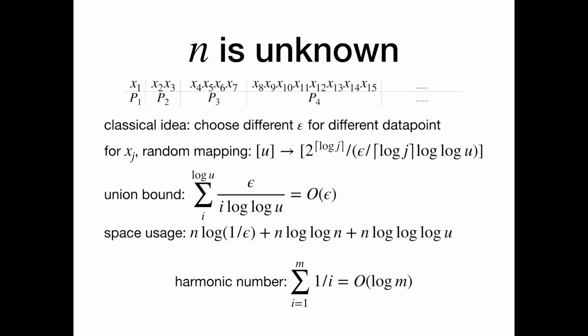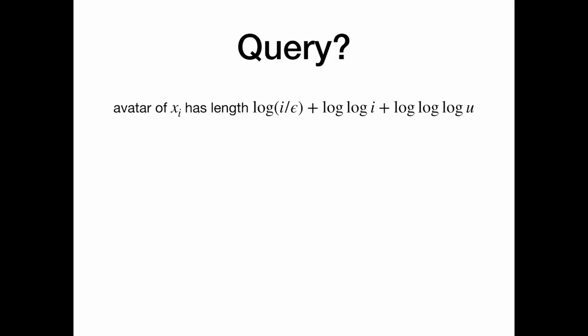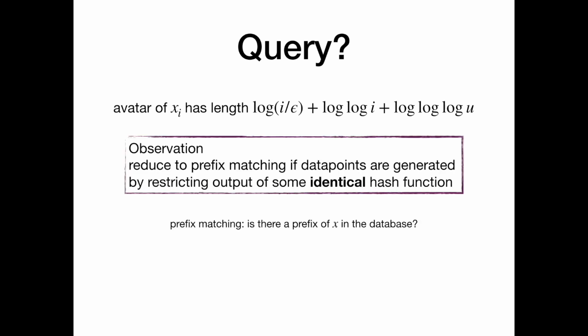The m-th harmonic number is at most log m. There are at most log u phases, so the overall false positive rate is epsilon, and the redundancy becomes n log u bits. The remaining issue is how to answer the query on all the log n data structures. We observe that we may use one hash function for all the phases.